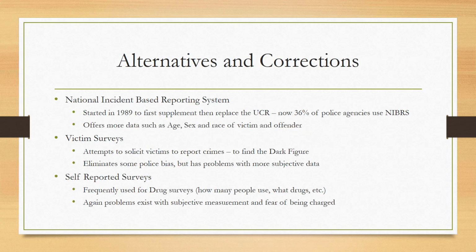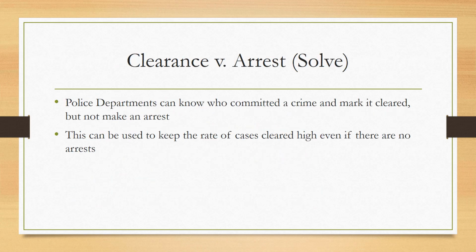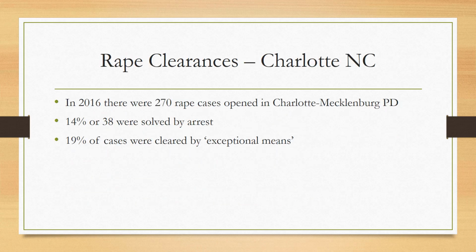And here's some specific data I found. In Mecklenburg County, North Carolina, in 2016 there were 270 rape cases opened. 14% of those were solved by an arrest, but 19%, or about 50 cases, were cleared by what we call exceptional means. They said, well, we know who did it, but we're not going to have an arrest. And of course, the other thing to take away from that is that of the total number of rapes that occurred, only about 33, or a third of all rapes that occurred, get solved.